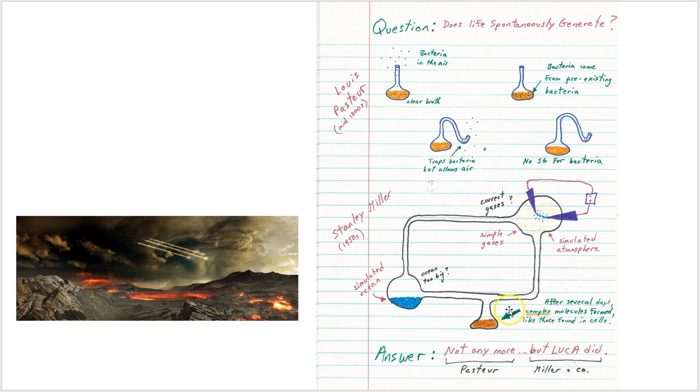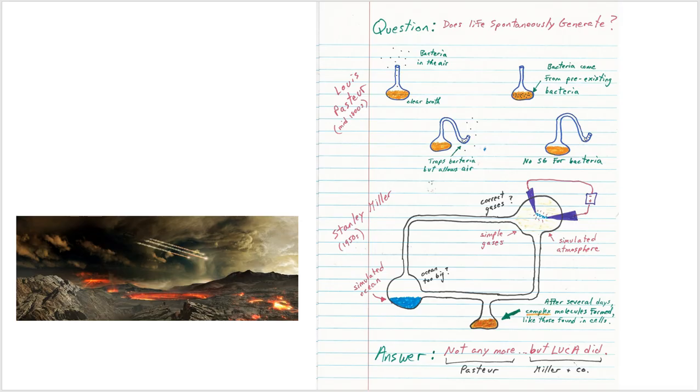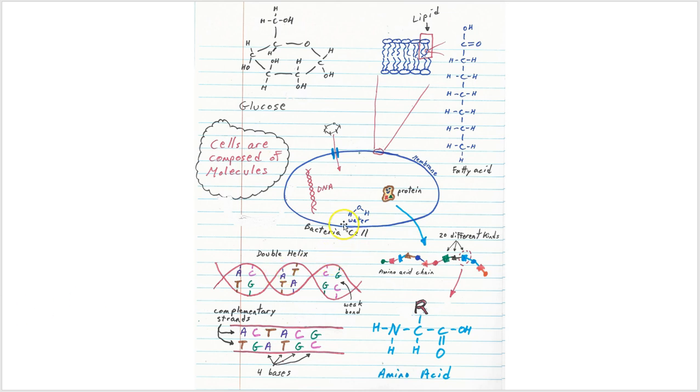These are the very molecules found in cells. He did not create a living thing, but he created the molecules that we find in cells. Not DNA, but some of the building blocks of the molecules we find in cells. Let's take a look, let's refresh our memory. What are some of these molecules and how are they related to cells?